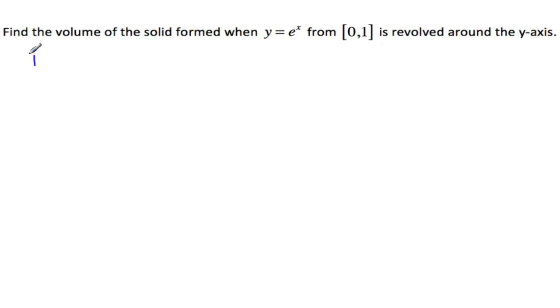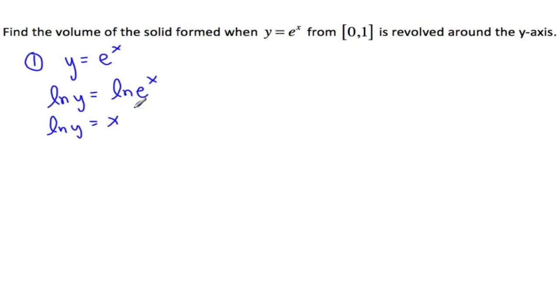So step number 1 is to rewrite this as x equals. So we'll start with y equals e to the x. We'll start solving for x by taking ln of both sides. Okay, bring the x down. So we have ln y equals x, and then ln of e is 1. So that means x equals ln y.